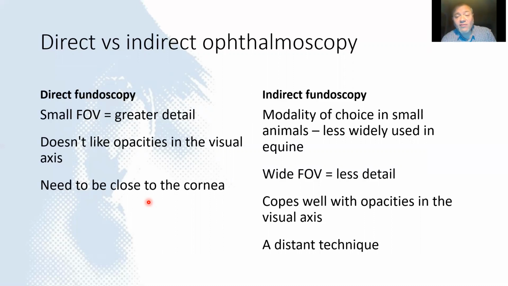The alternative way of looking at the fundus is indirect ophthalmoscopy, which is the modality of choice in small animals, less widely used in horses. But prior to using the iPhone to document retinal pathology, I would have used that a lot more than I do now. It gives a very wide field of view and therefore less detail. But it does cope very well with opacities in the visual axis, and does need to be done from a distance.